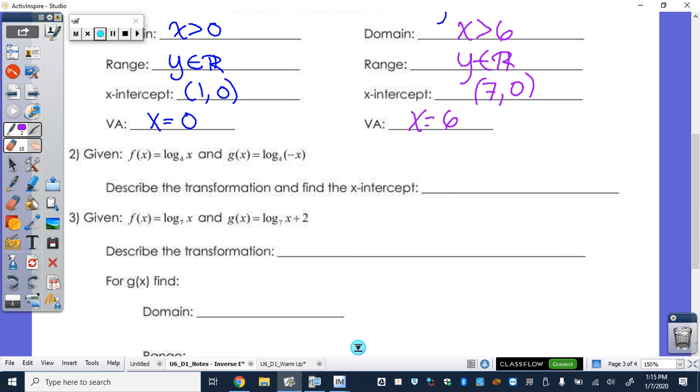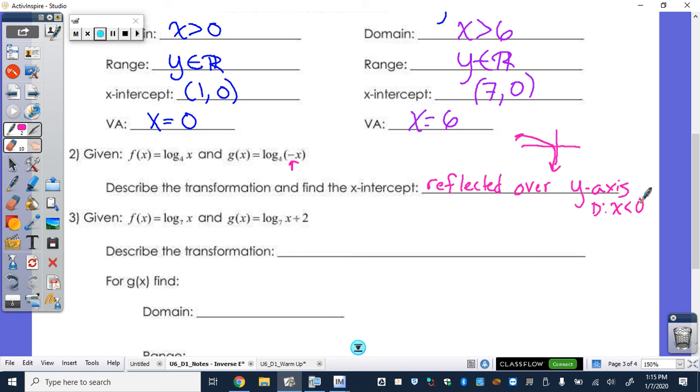Number 2, what's our transformation that's happening here if my negative sign is right there with the x? Reflected over the y-axis. So if I take my graph and I reflect it over the y-axis, here's a little quick picture of it. What would our domain be for that? If I take it and I reflect it over my y and it's going this way now, what would our domain be? That would make it become less than 0.